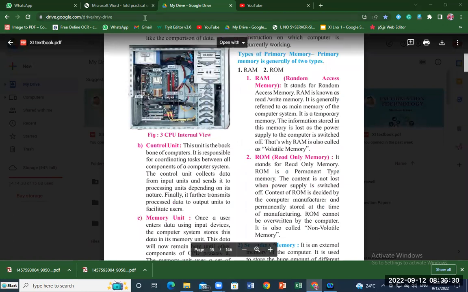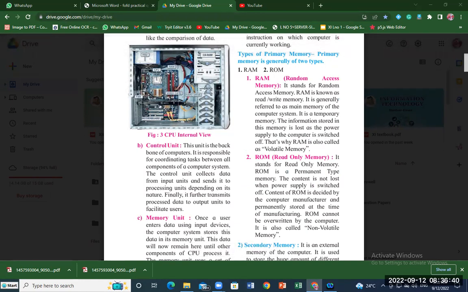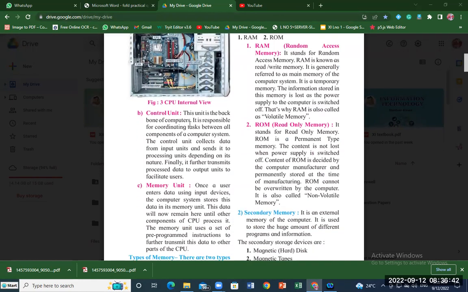Okay, this is the internal view of the CPU. There is a motherboard, there is a fan, there are the slots, RAM, ROM, all these things are there on the motherboard. Next is the control unit. This unit is the backbone of the computer. It is responsible for coordinating tasks between all components of a computer system.